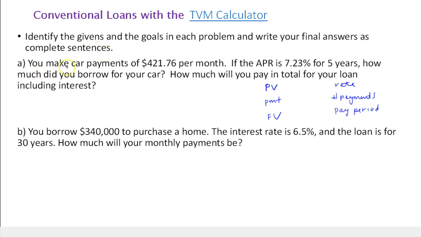So we're told you make car payments of $421.76 per month. If the APR is 7.23% for 5 years, here's the question. How much did you borrow for the car? Okay. Then we're also asked, how much will you pay in total for your loan, including interest? So first, let's fill in the information we know.